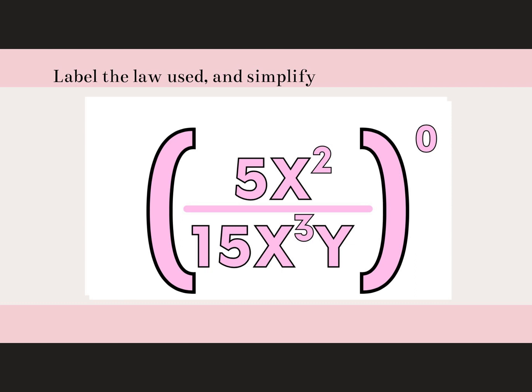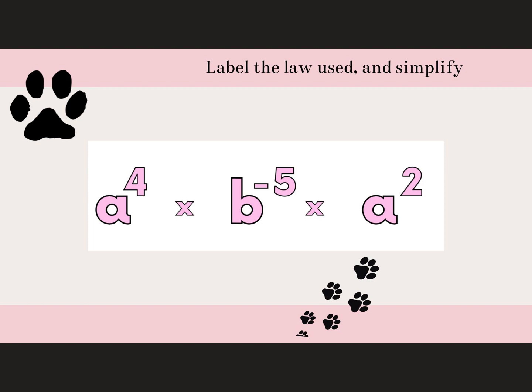So on this problem, you should have said that you're using the law of zero exponent. Remember, anything raised to that zero power is 1. So here we have everything inside the brackets. The answer is 1. Try this one. Did you use product of power rule?